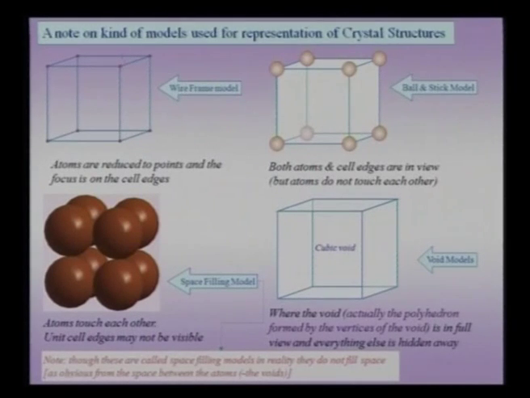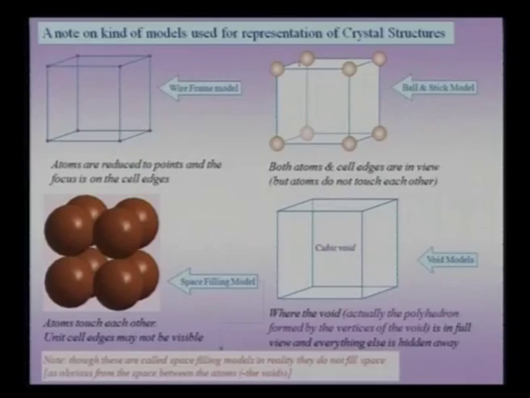the lattice points or the atoms shrunk to points. In other words, I do not show my atoms explicitly. What is emphasized are the cell edges. So the cell edges are the ones which are emphasized, and the atoms or the entities which are decorating the lattice are shrunk to points, and my unit cell is in full view. So this is called a wireframe model. In a ball and stick model, you have these spheres which are balls, and there are these unit cell edges, both are in view, and this is called a ball and stick model. And clearly you can see from this that the atoms are not touching each other.